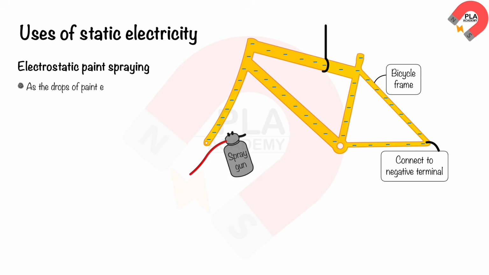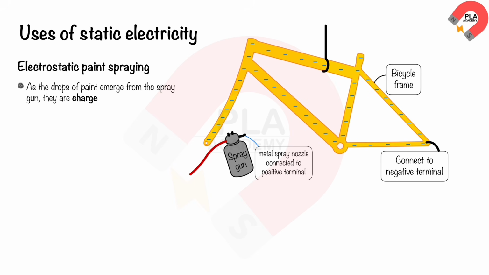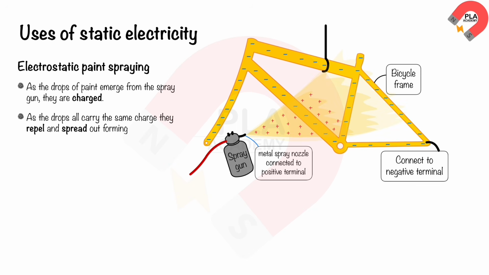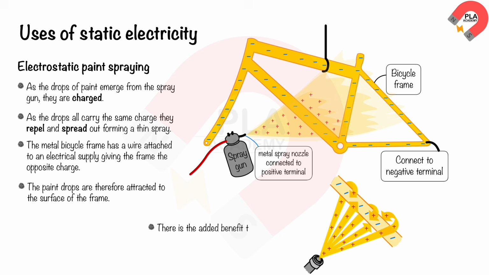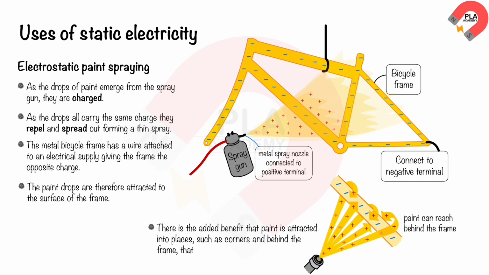As the drops of paint emerge from the spray gun, they are charged. As the drops all carry the same charge, they repel and spread out, forming a thin spray. The metal bicycle frame has a wire attached to an electrical supply, giving the frame the opposite charge. The paint drops are therefore attracted to the surface of the frame. There is the added benefit that paint is attracted into places, such as corners and behind the frame, that would normally be hard to reach.